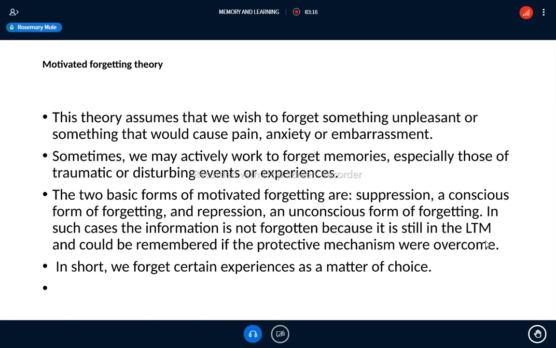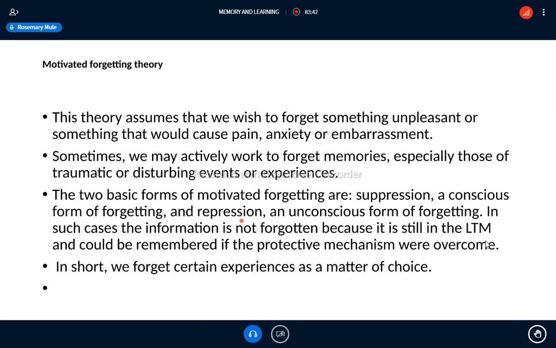So remember, motivated forgetting, it is you who wants to forget. You want to forget something, an experience you went through. You don't want to remember it because it causes you to remember bitter or unpleasant occurrences, and therefore, you just do not want to remember it. That is what we call motivated forgetting theory.